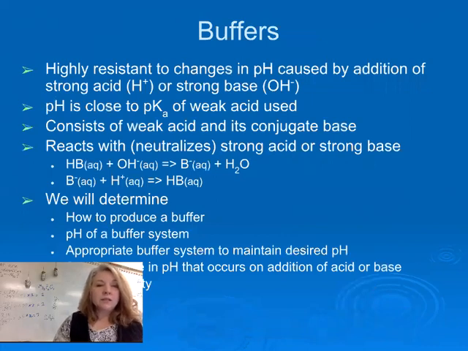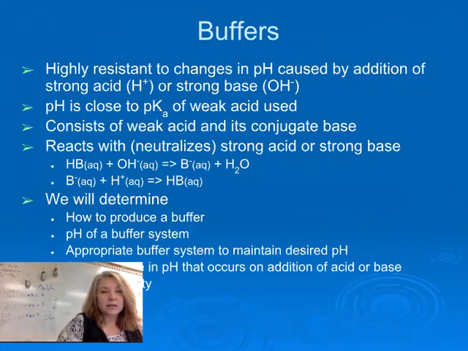Buffers are highly resistant to changes in pH that are caused by the addition of a strong acid or a strong base. So a strong acid would be H plus, or a strong base OH minus. The pH is close to the pKa of the weak acids used. What does that mean? pKa is simply the negative log of the Ka value.